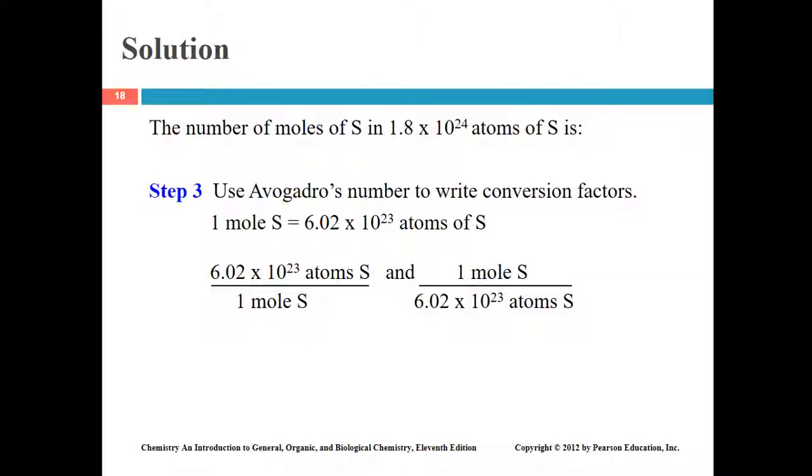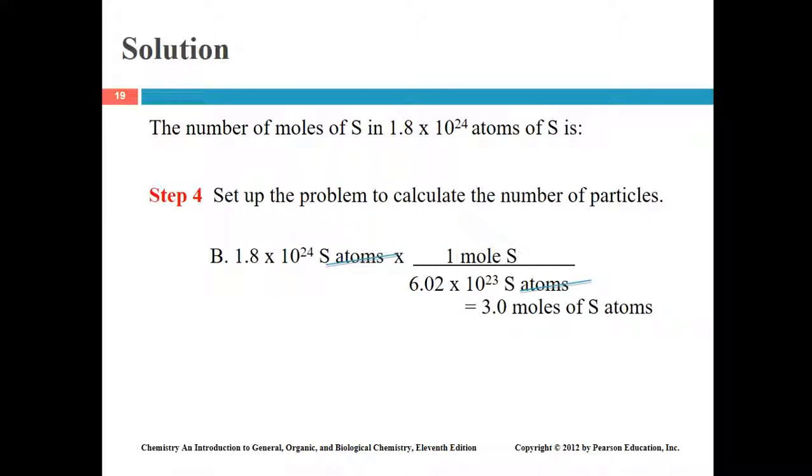Do we use it like we've used the last two, or are we going to have to think about how we're going to use this one? I'm hoping you caught the hint. We're going to have to think about this. So here we go. We set up with what was given, 1.8 times 10 to the 24th sulfur atoms. Because atoms is on this side of our divide sign, that means the conversion we're going to need is 1 mole of sulfur over 6.02 times 10 to the 23rd sulfur atoms.